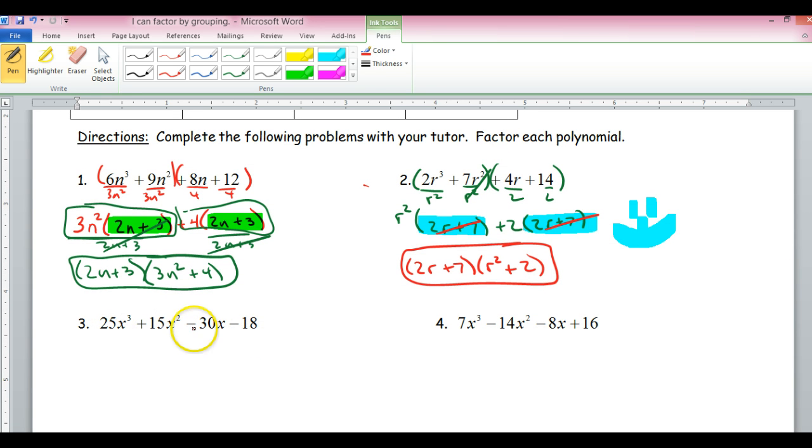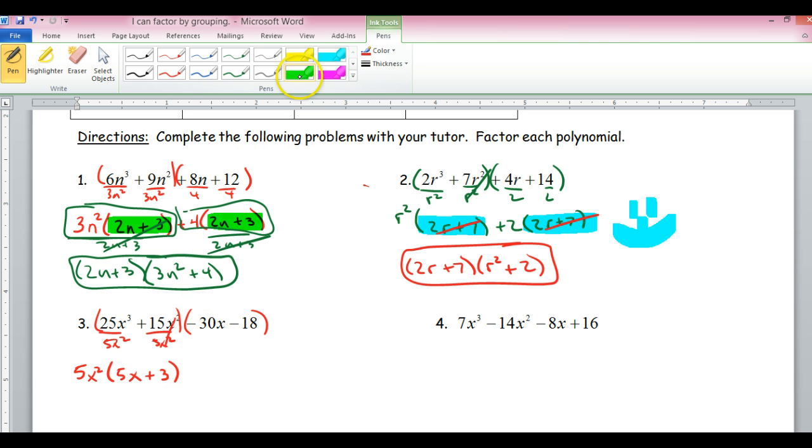Four terms here, no greatest common factor, even though it looks like there might be. If I group the first two and last two, the common factor between 25 and 15 is 5. Between x to the third and x squared, I always take the smallest exponent. When I divide by 5x squared, I end up with 5x here. 15 divided by 5 is 3. The x squared is eliminated. So 5x plus 3 is the leftover binomial.